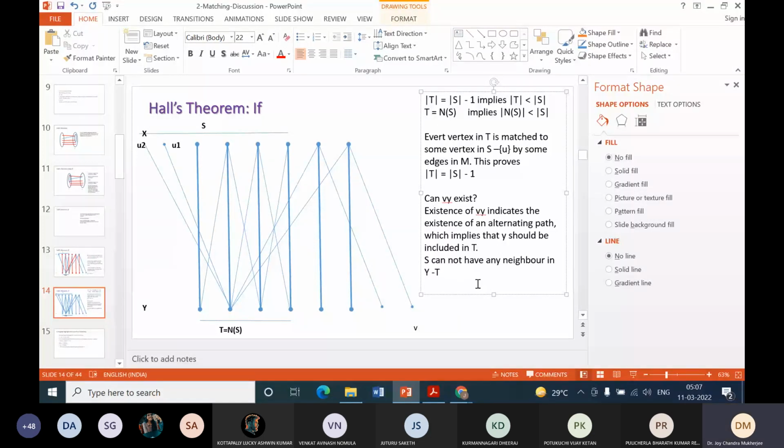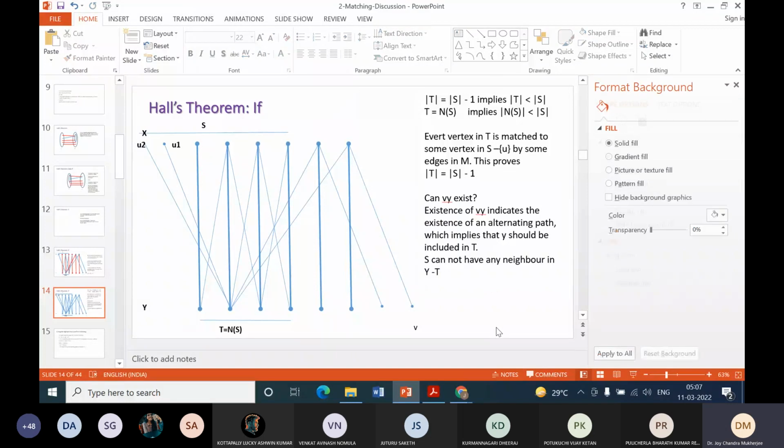So S cannot have any value answer. So we have proved that T equal to NS. First we have proven T equal to S minus 1, and it means that size of S is greater than T. And now we prove that this T equal to NS. So mod is greater than NS. So we are done. So this proves the whole theorem.